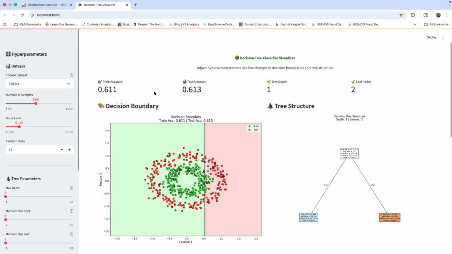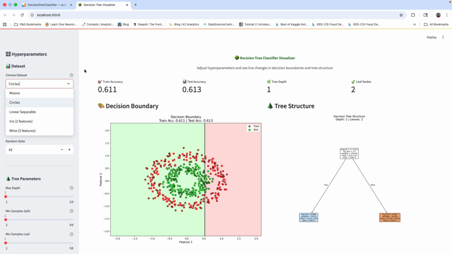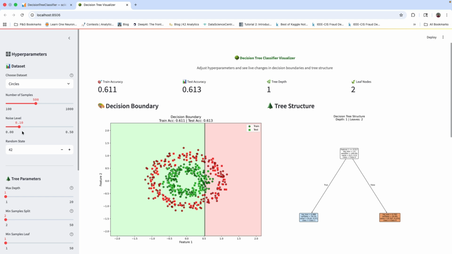All right, so here's the dashboard. We have a few different data sets to play with, and I can choose any one of them. Some are easy to separate, some are complex. I'm starting with the simplest one. I'm taking 500 samples with low noise level, and the classes are easily separable in a circular manner. So red and green are the two classes. And now I'll start tuning the hyperparameters and see how the decision boundary is changing in real time.